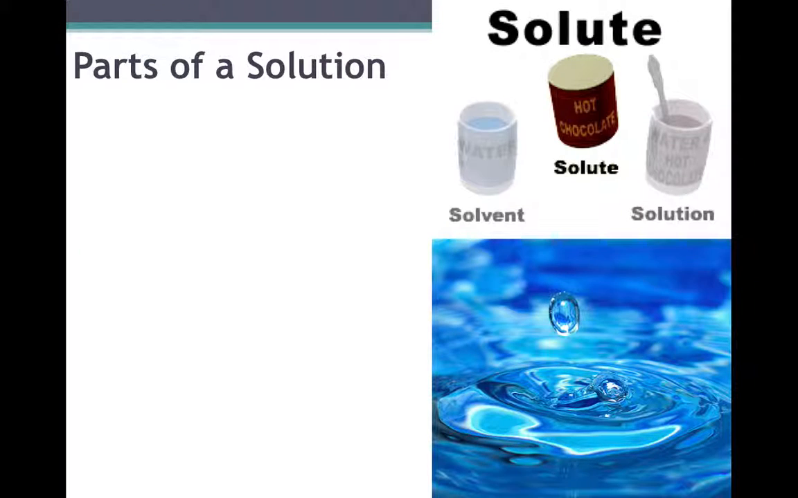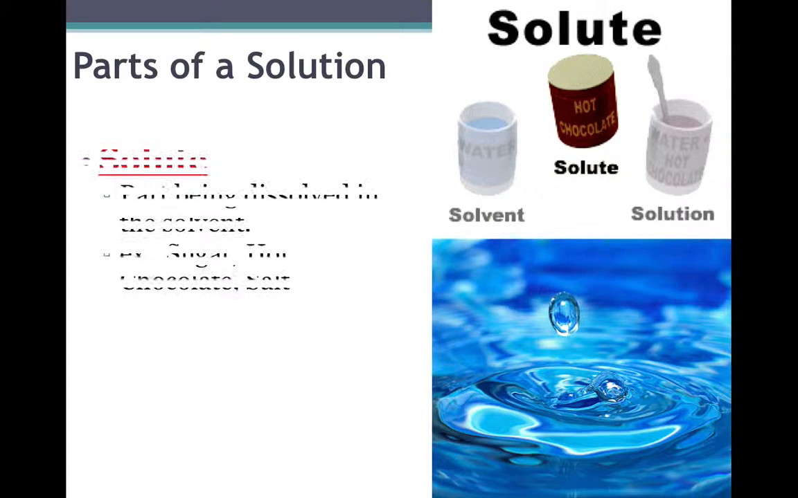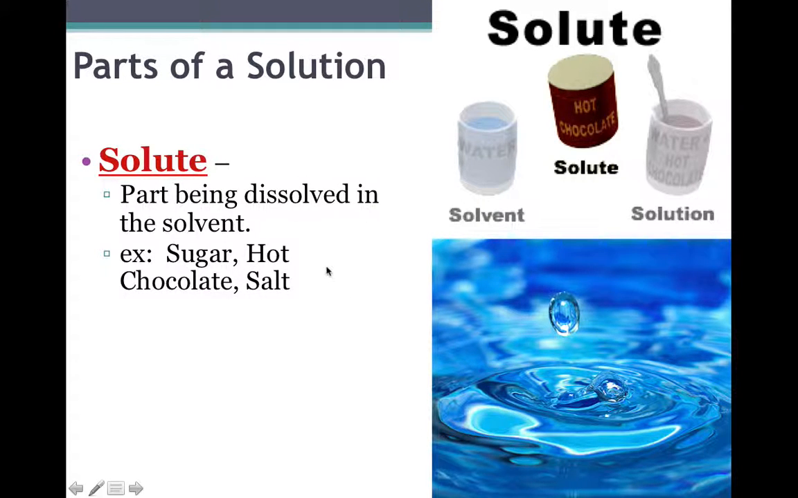Okay. Now, the parts of a solution that we have up here, there are two major parts. The first part is called a solute, and that is the part that actually is being dissolved. Okay, so the solute could be like hot chocolate, as in this picture up here, or it could be you dissolving sugar into a liquid. Okay, or it could be salt.